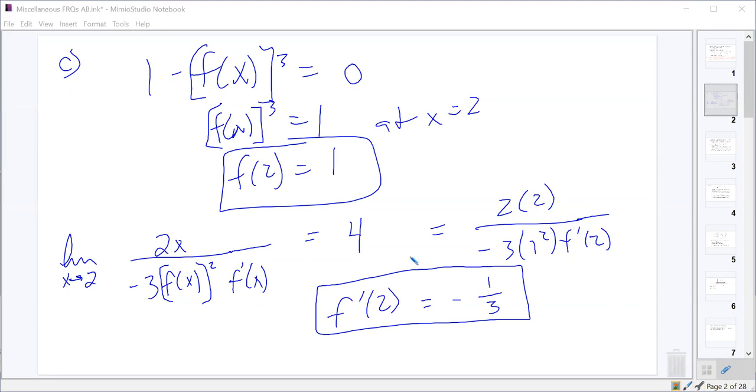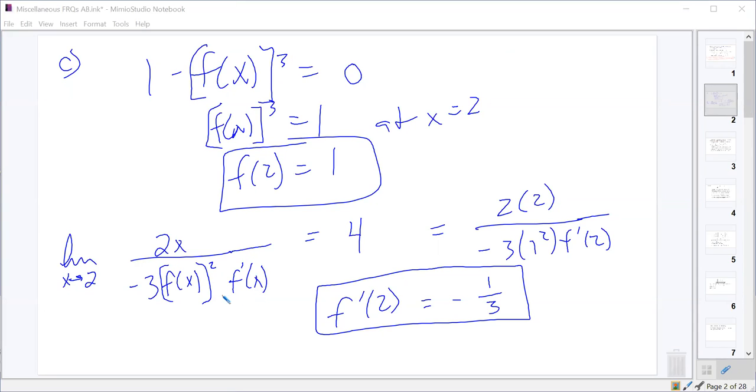Any questions on any part of that? Can you explain how you got what you got in the denominator? How you got the derivative of what's in the denominator? How I got the derivative of this, like the negative 3f of x squared times f prime?